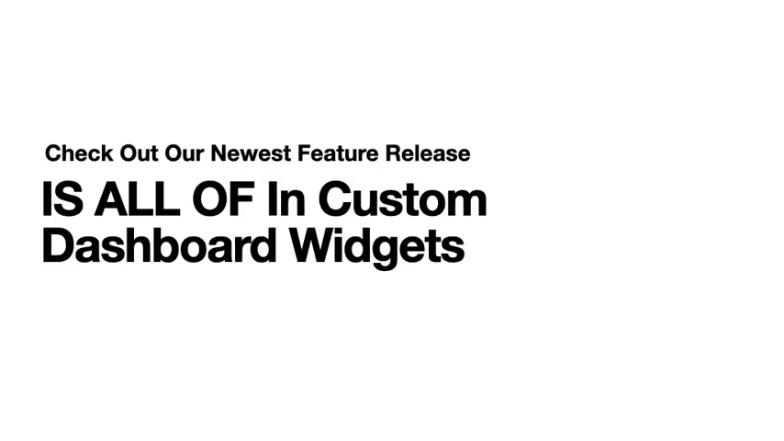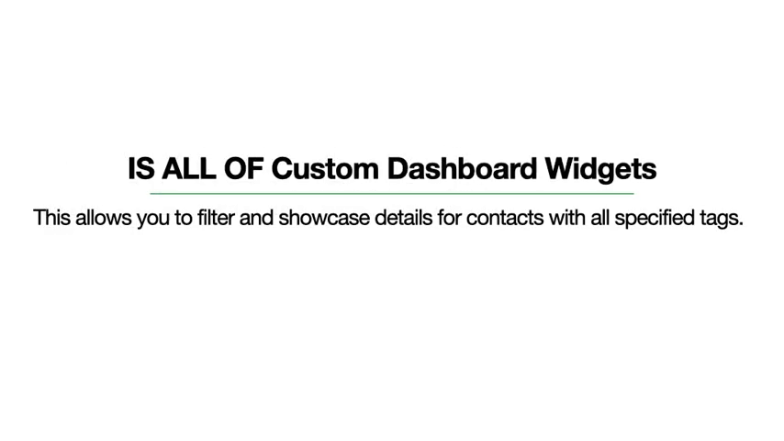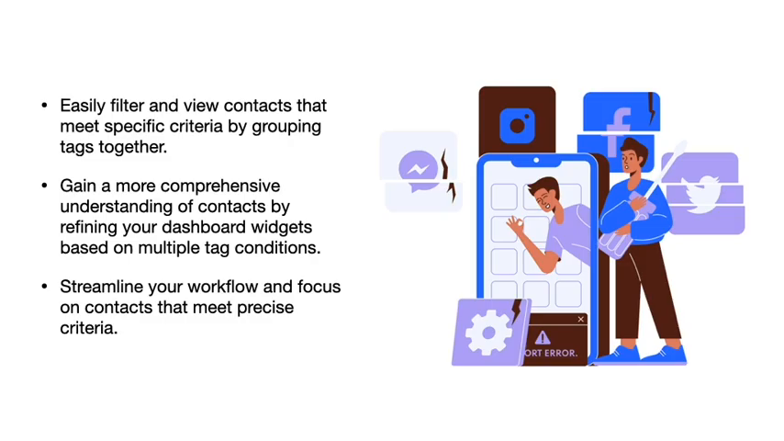Check out our newest feature release. Is All Of is now available in custom dashboard widgets. This allows you to filter and showcase details for contacts with all specified tags. Now you can easily filter and view contacts that meet specific criteria by grouping tags together.